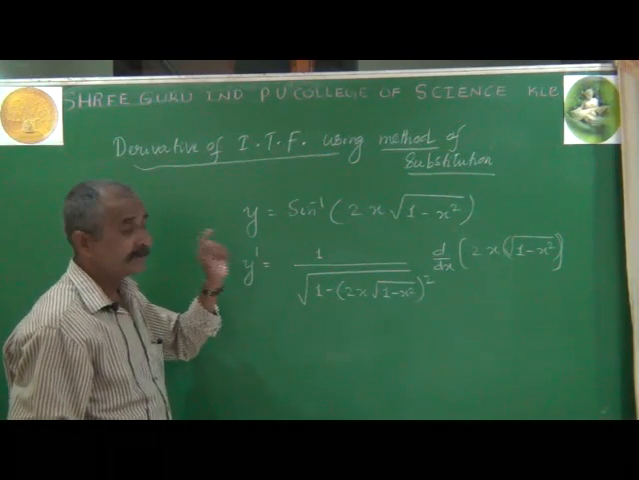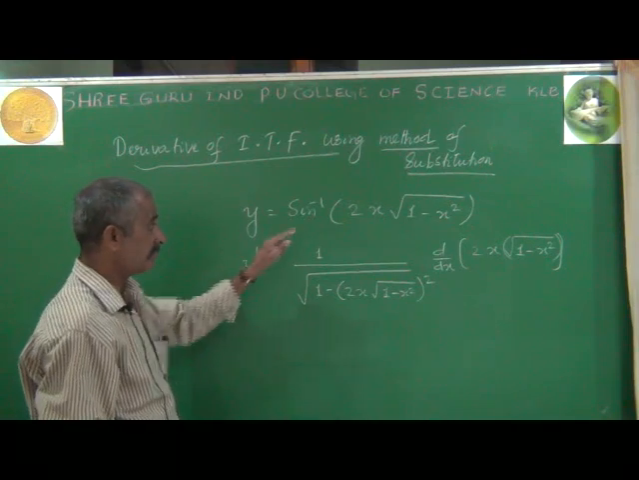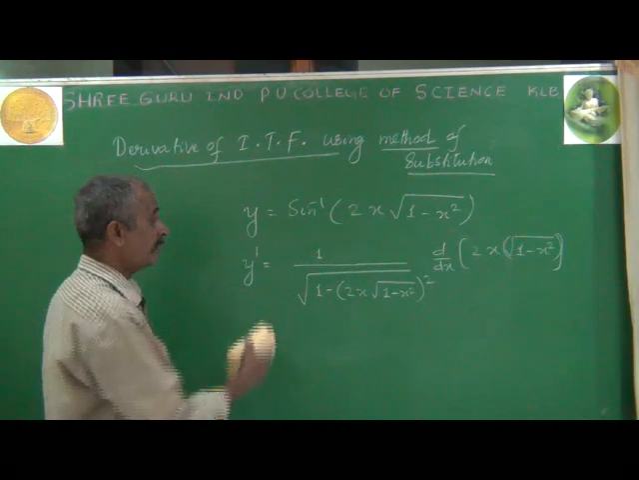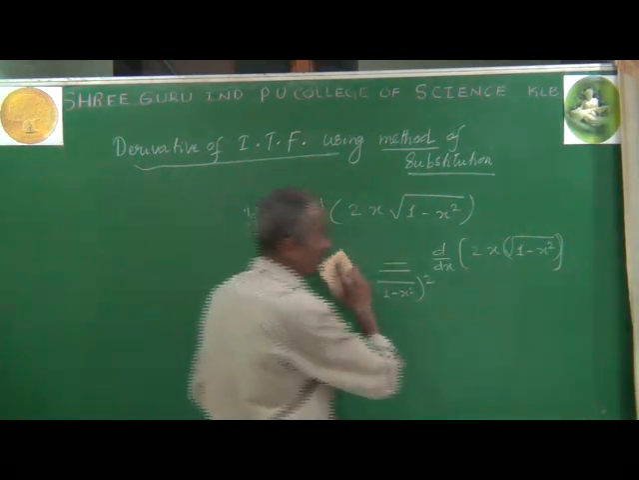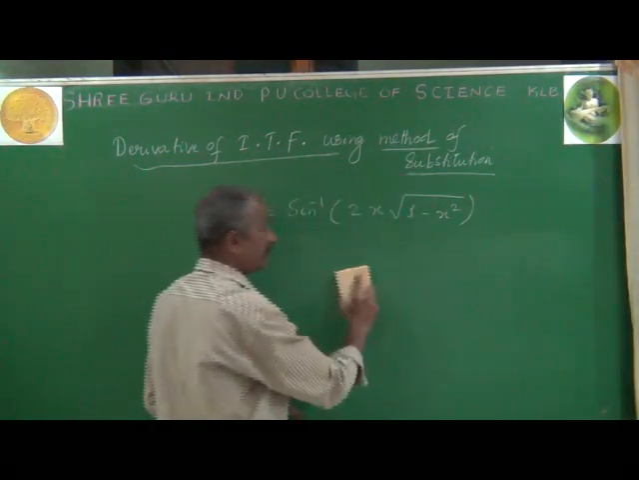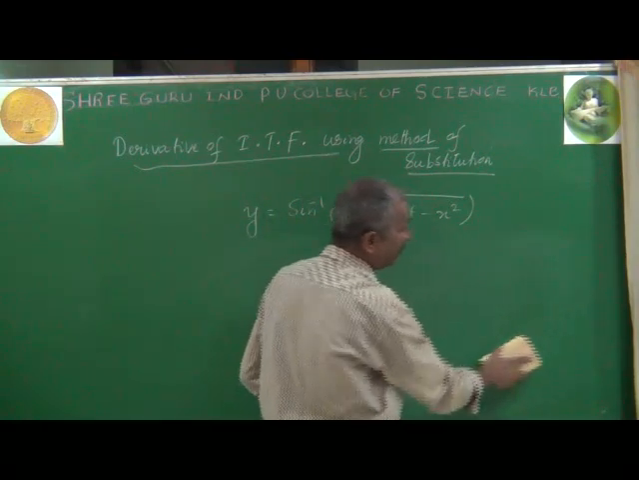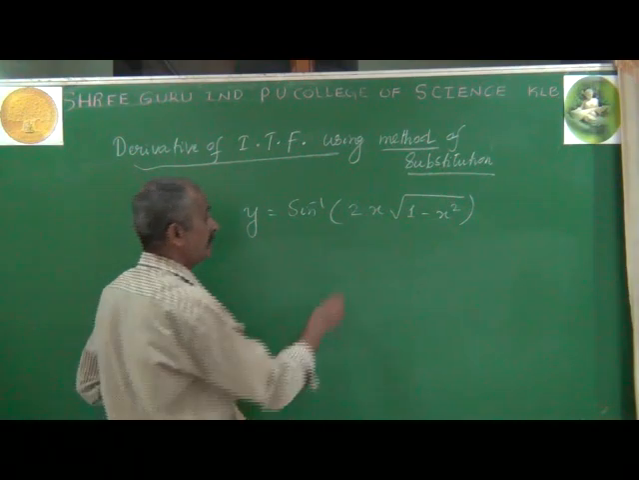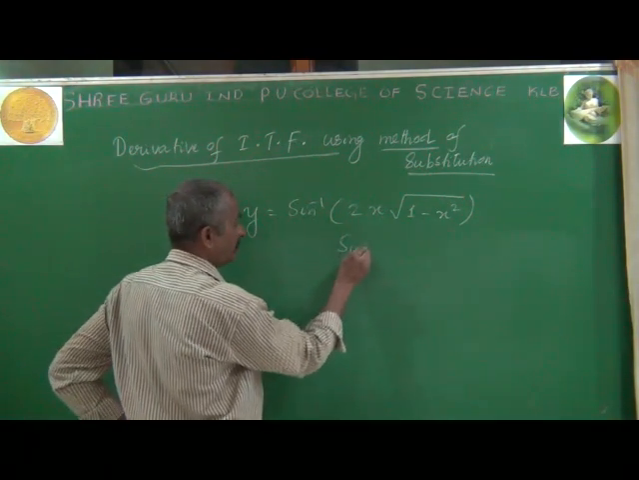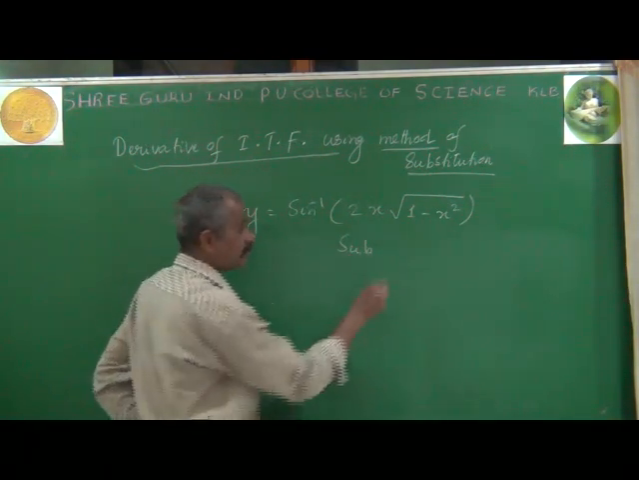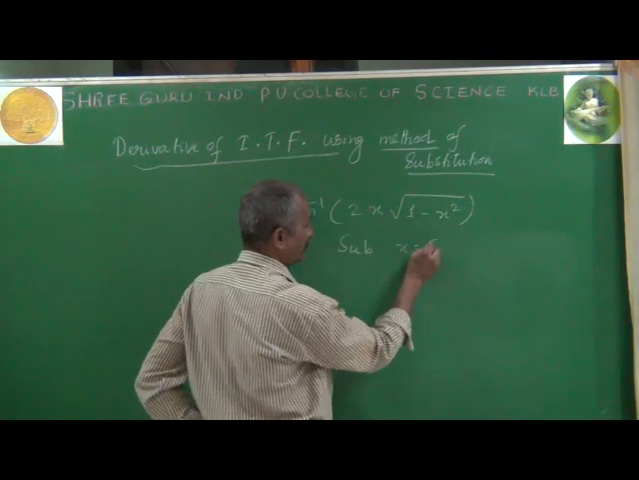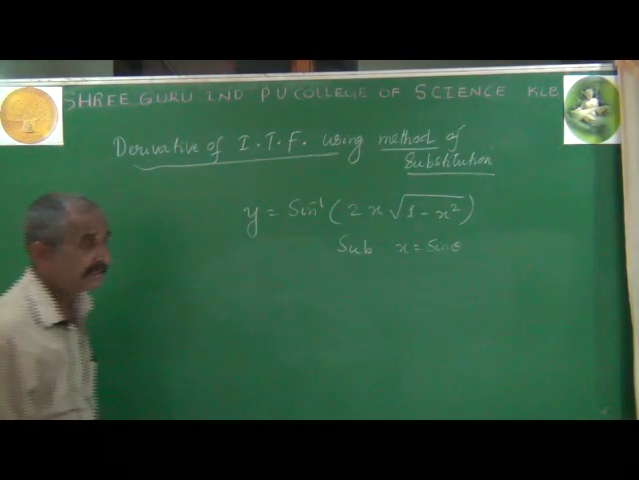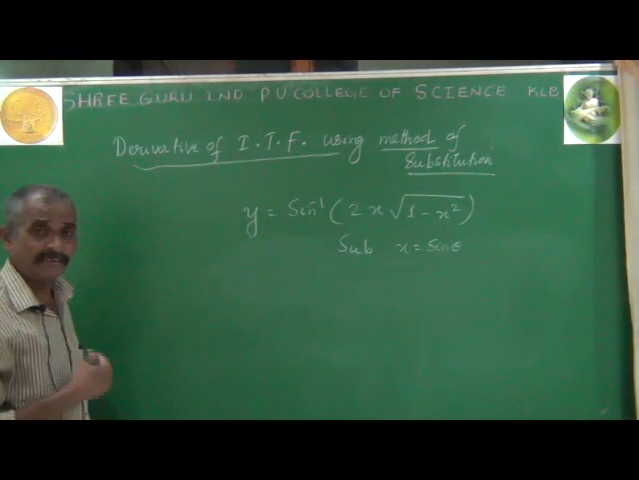But if you use a proper substitution, this bigger expression can be transformed into a quite simple form. So let's see what kind of substitution makes this problem simple. So I will take the substitution here: put x equal to sine theta. You can even take x equal to sine t, or even x equal to sine z.